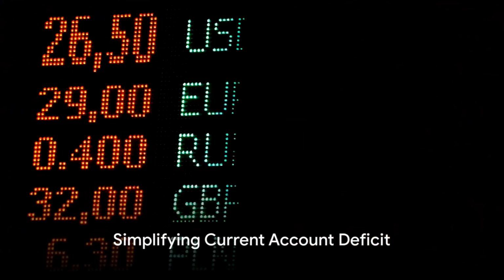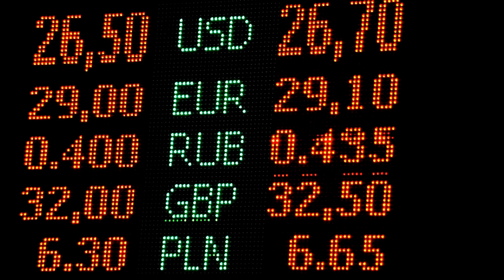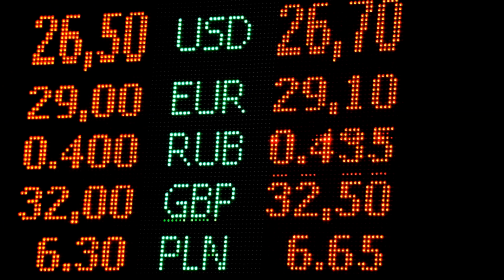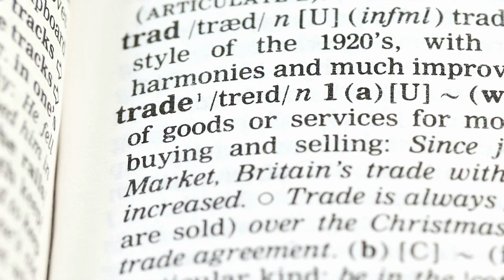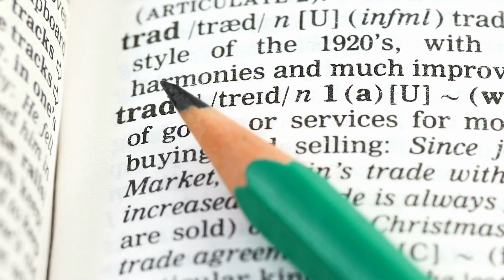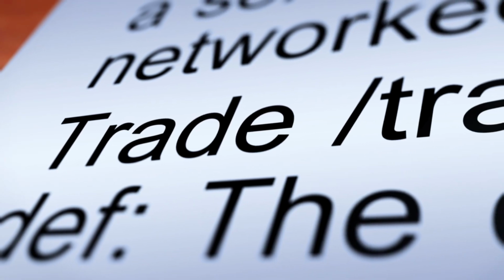But to simplify it even further, think of a current account deficit like a household that spends more on buying things than it earns from its job. Just like a household, a country with a current account deficit is spending more on foreign products and services than it earns from selling its own products and services to the rest of the world.